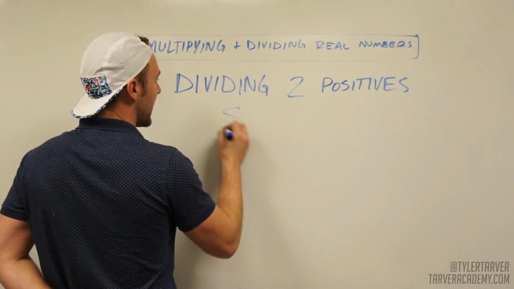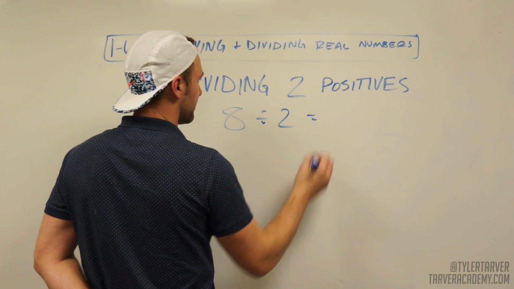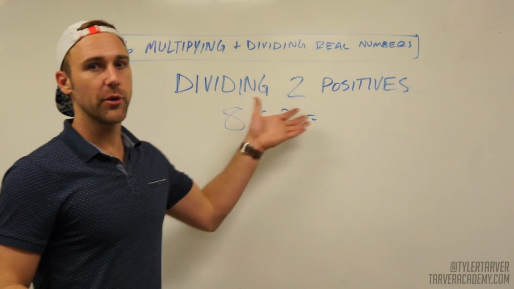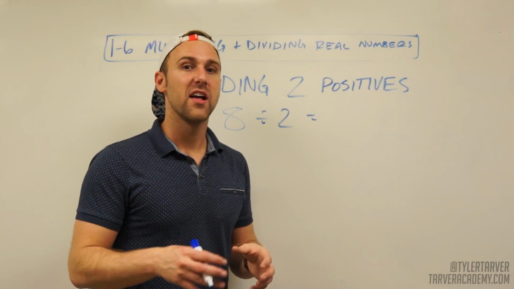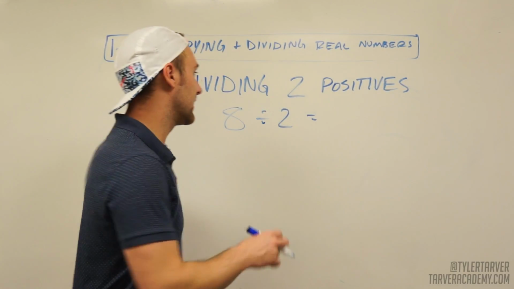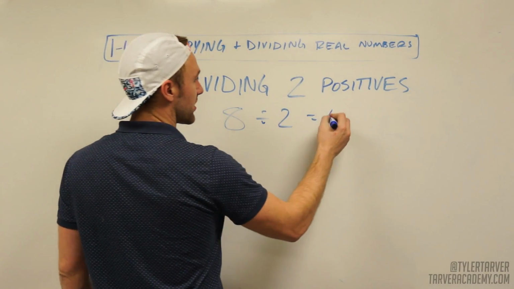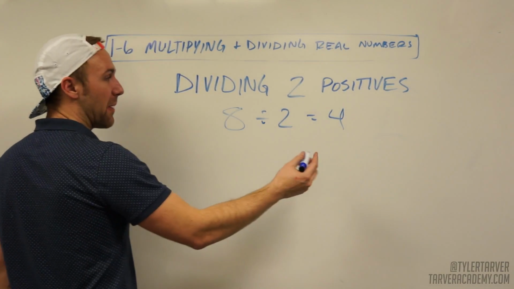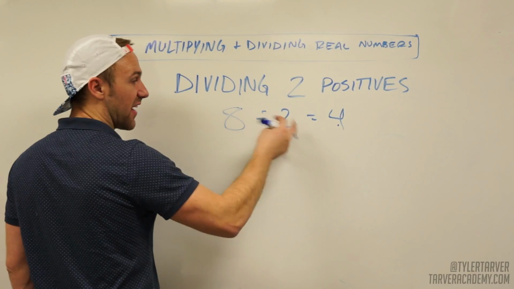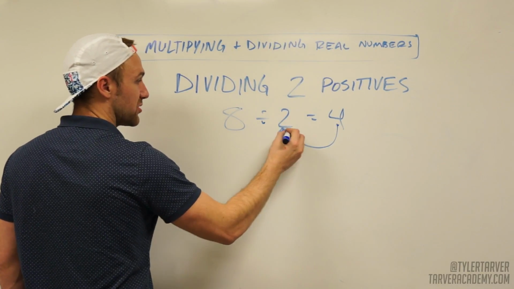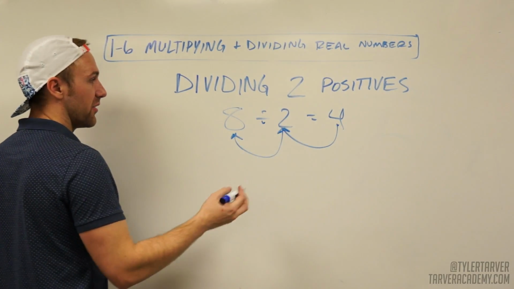So say you've got 8 divided by 2. If those are two positives and you divide them, they will always be a positive. So 2 goes in 8 4 times, boom, you're done. A way to backtrack that, opposite of divide is multiply. 4 times 2 is 8. So we know they did that right.